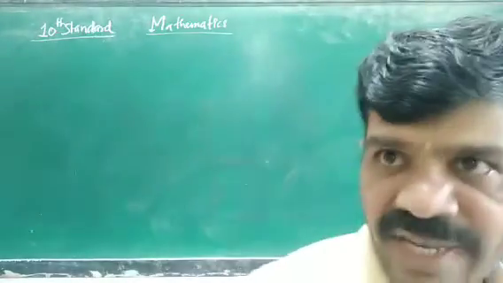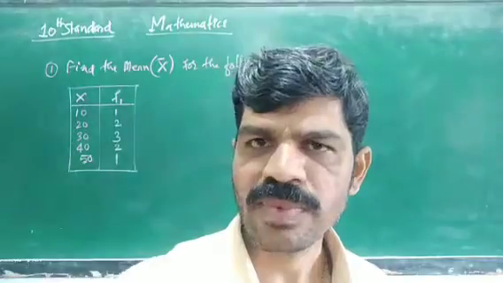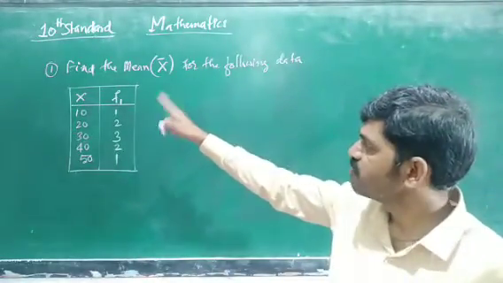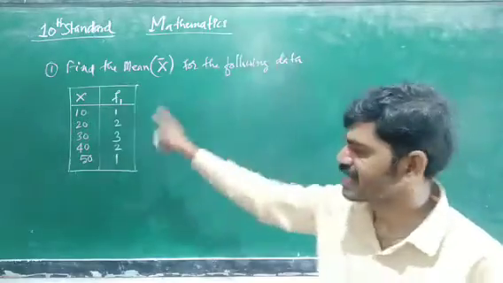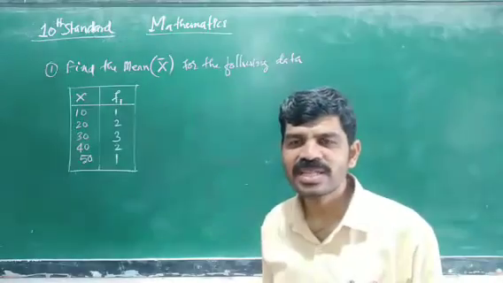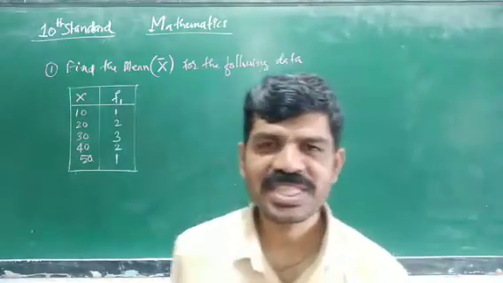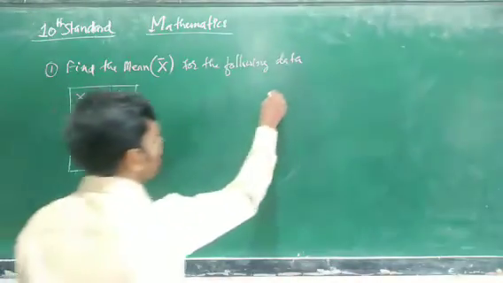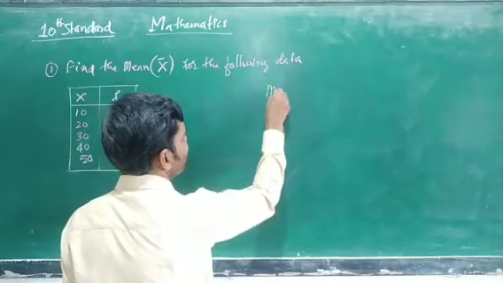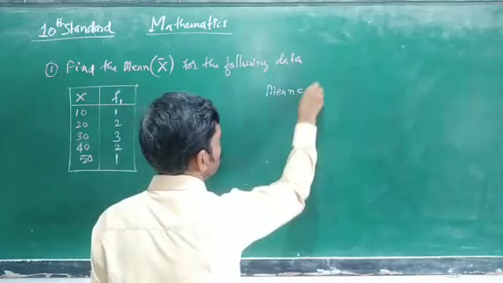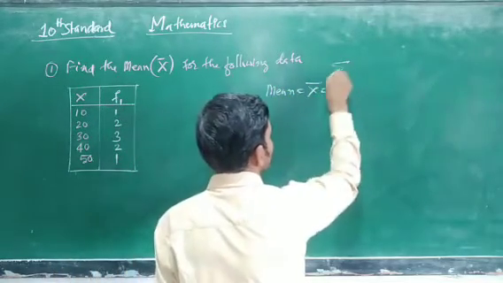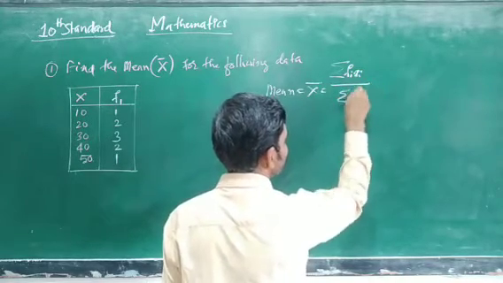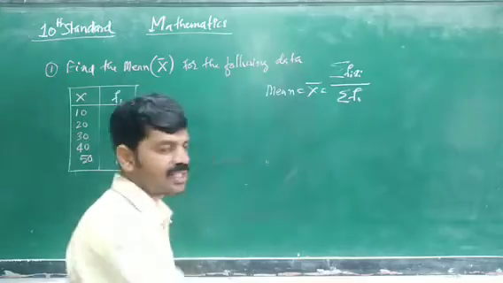Find out the mean. Here we have a problem. Find the mean for the following data. This is the data given, and by using this data we have to find out the mean. What is the formula? Mean is x bar, that is equal to summation of fi xi divided by summation of fi.